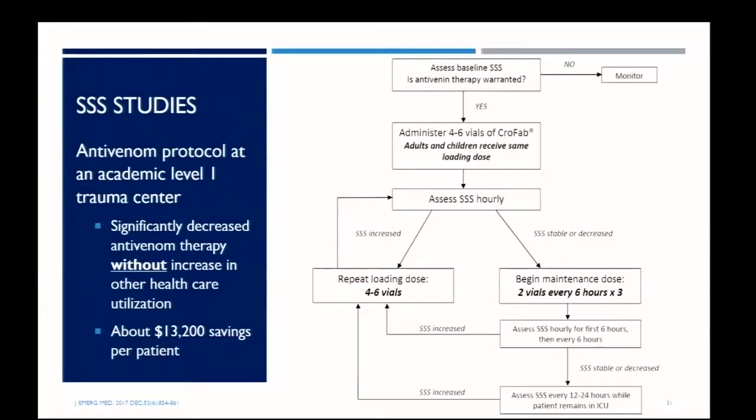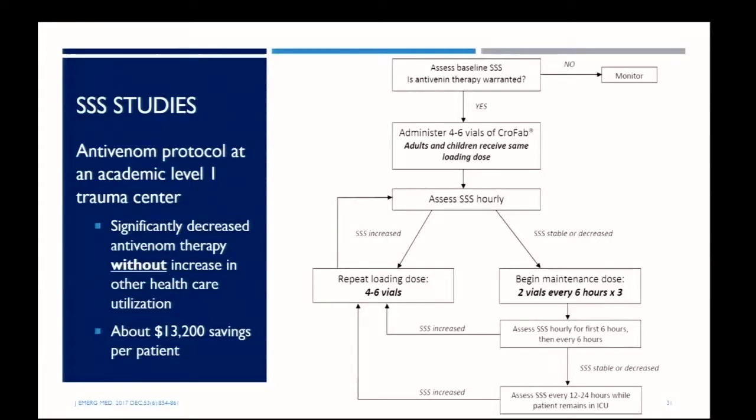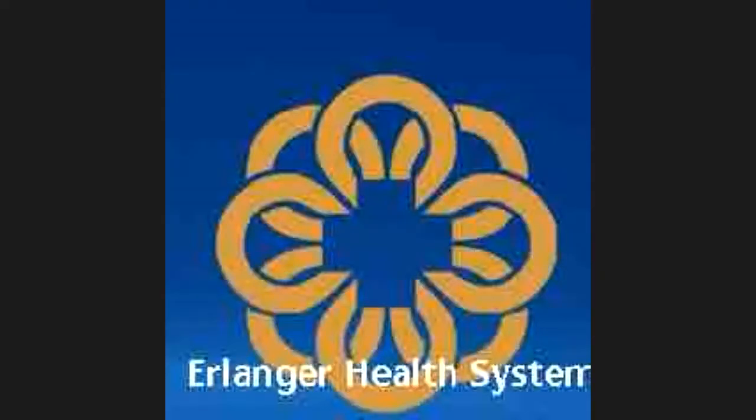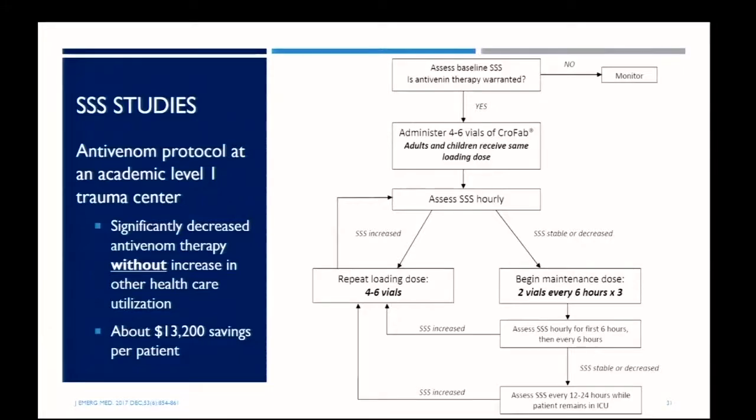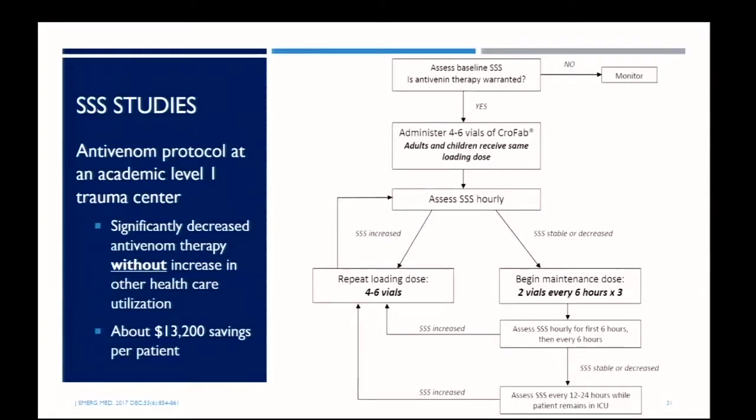So in their pre-post evaluation, they found that there was a significant reduction in use of anti-venom therapy without increase in other healthcare utilization. So things like hospital and ICU length of stay, blood product transfusions, need for surgical intervention or intubation were not different pre and post their treatment algorithm. And they also calculated about $13,200 of savings per patient.